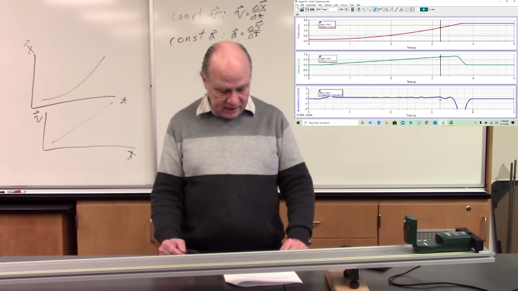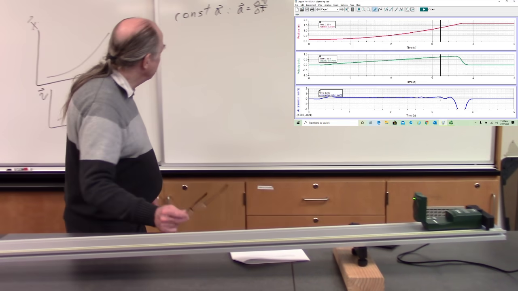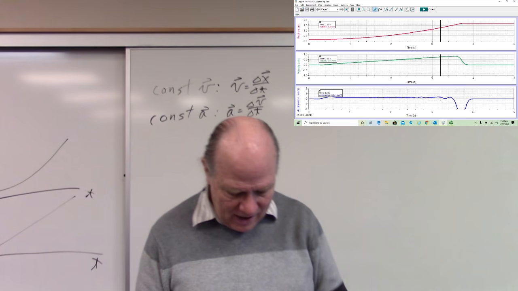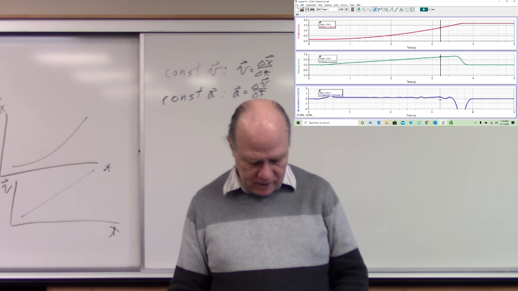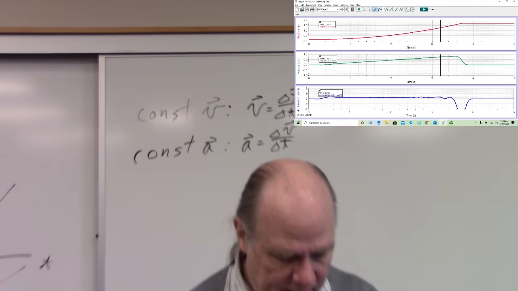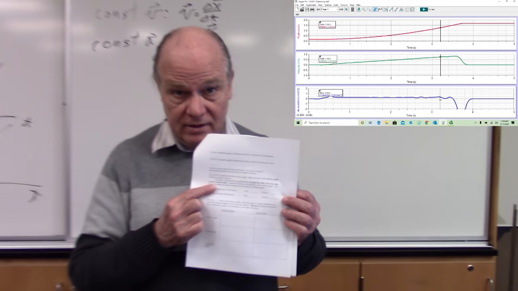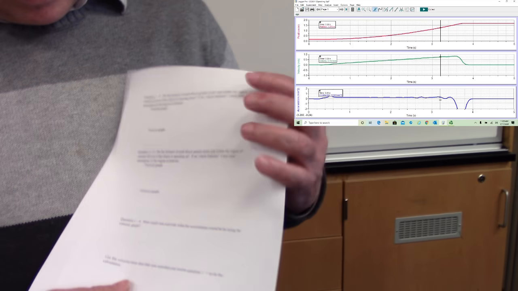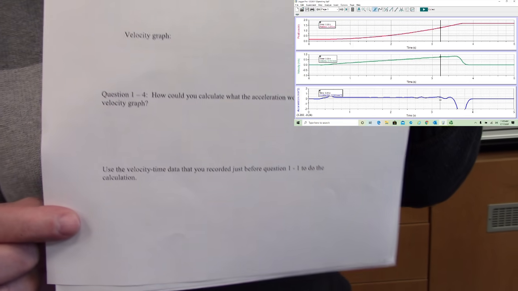How would you calculate an acceleration by using a velocity graph? Hint. Okay, and then we'll use the velocity graph data that we just recorded. In other words, this data is what you're going to be using to do this calculation. Okay?